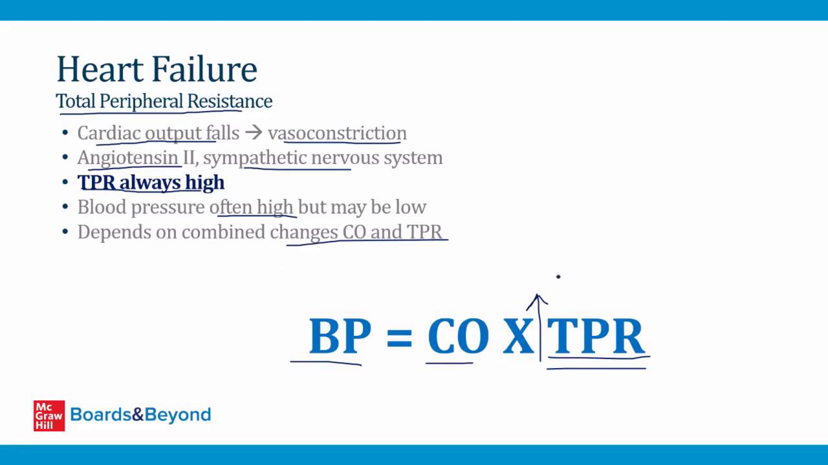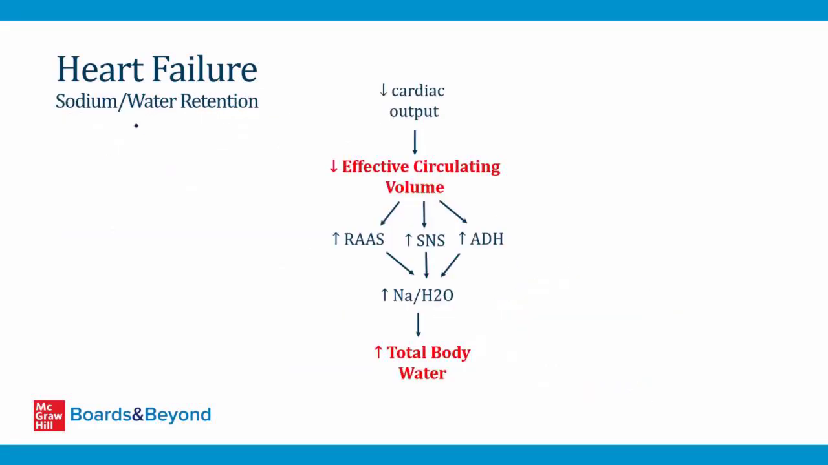But no matter what the blood pressure does, the TPR will always be high in patients who have heart failure. And now let's talk about the sodium and water retention that occurs in heart failure. So when the cardiac output falls, this leads to a decrease in the effective circulating volume. And I talk in detail about the concept of effective circulating volume in videos in the renal section.